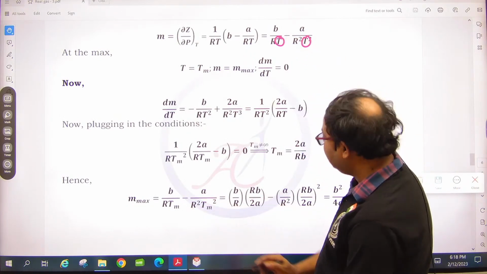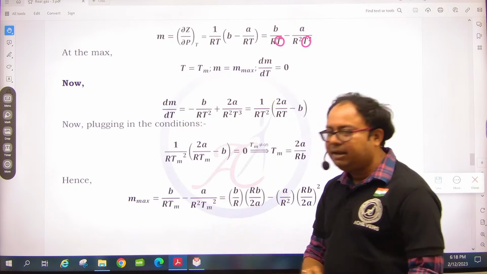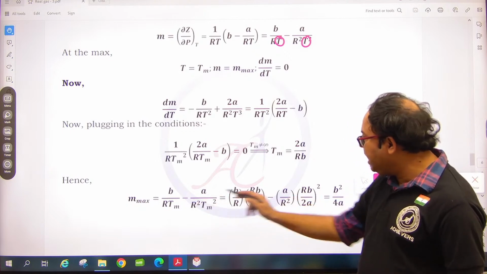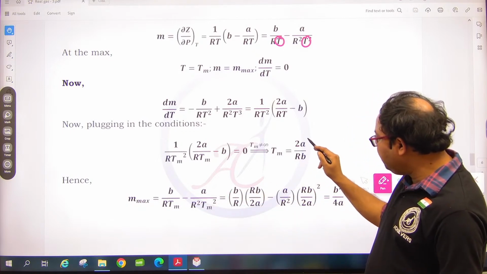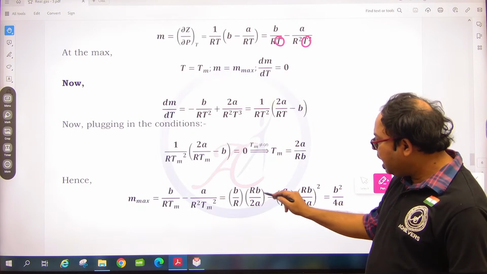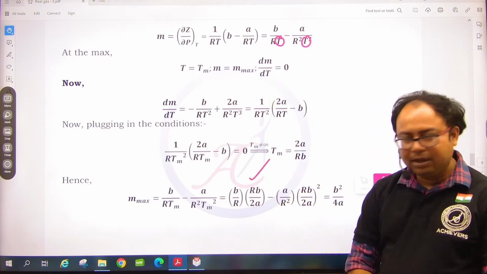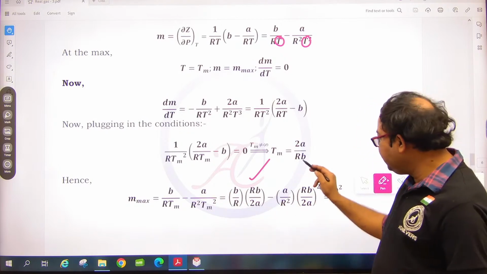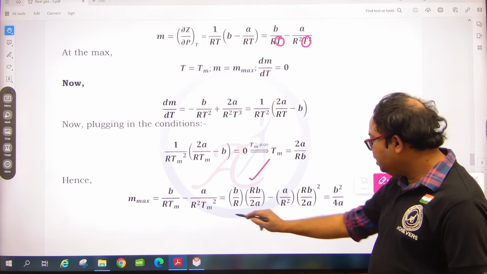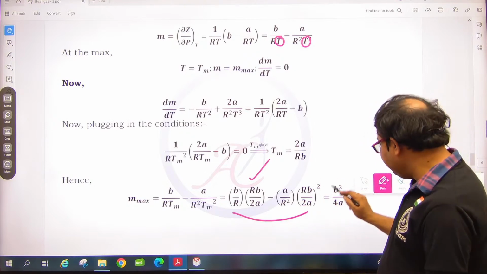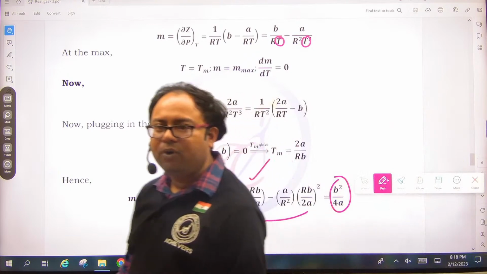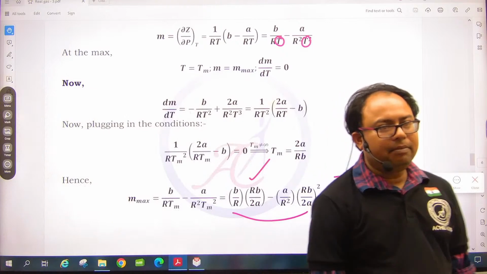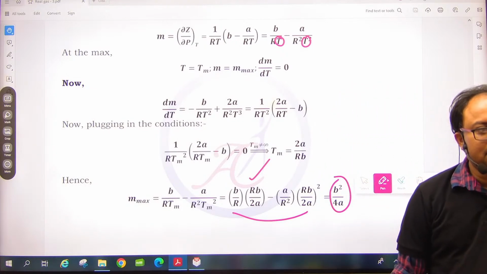I have done it. b by R Tm minus a by r square Tm square. So b by r whole multiplied by 1 by Tm. The value of Tm is 2a by Rb. So 1 by Tm becomes Rb by 2a. Here minus a by r square multiplied by 1 by Tm square. So it becomes Rb by 2a whole square. Now if you simplify, you will get the value to be equal to b square by 4a. So this becomes the value of M max.